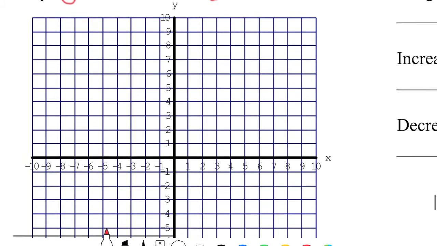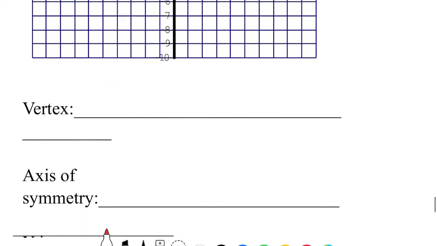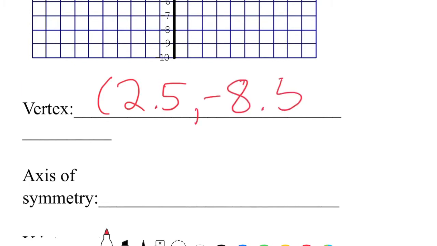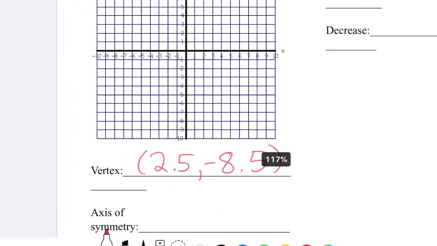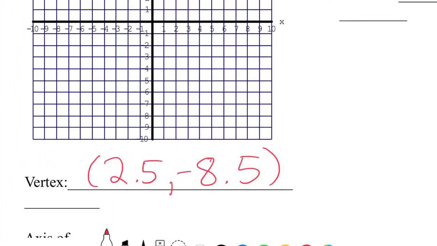So once we do that, we know that our vertex is at 2.5, negative 8.5. On our graph, we're going to plot that. 2.5, negative 8.5, so right about here. And now we can go to our calculator and go to second table to get other points so we can graph. So I'm going to make a little table.